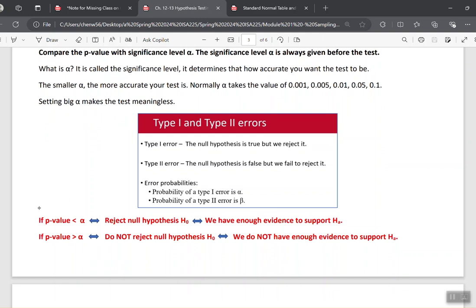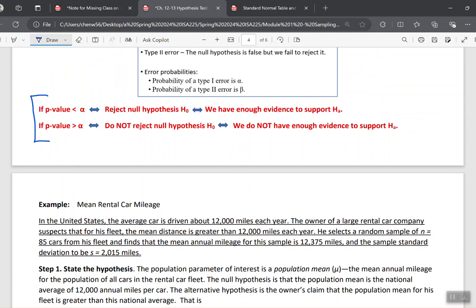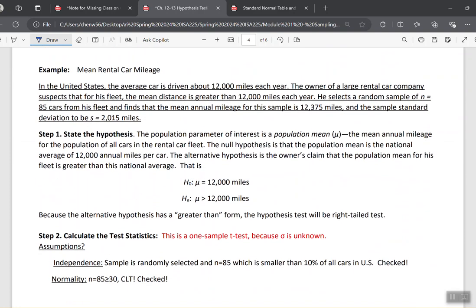All right, so of course you do need to remember this rejection rule by yourselves. We will need to use this many times, and this will not be on your formula sheet, so you do need to remember it. All right, so then let's go through this example in more detail.